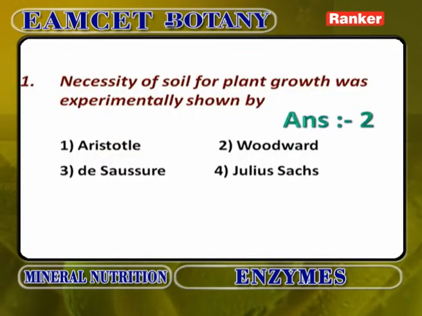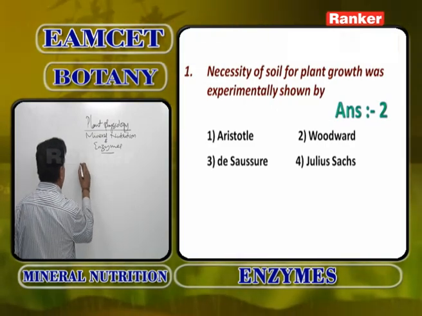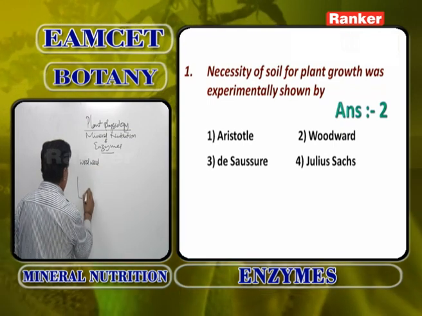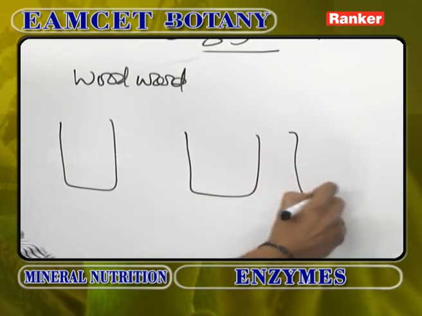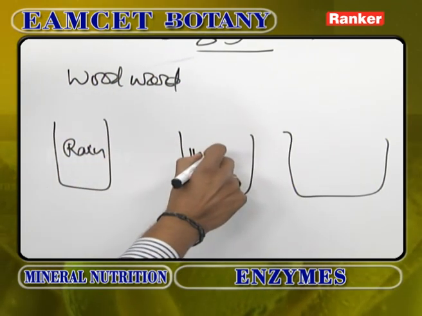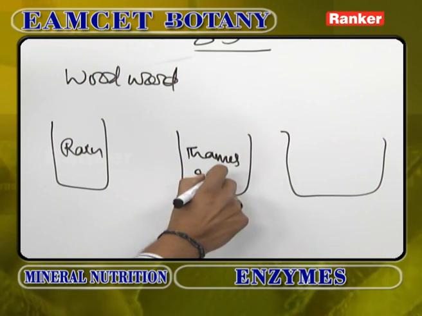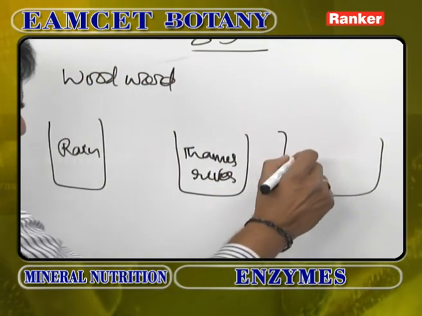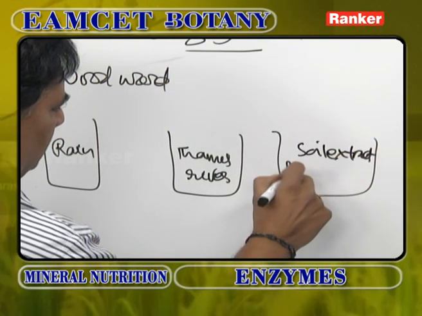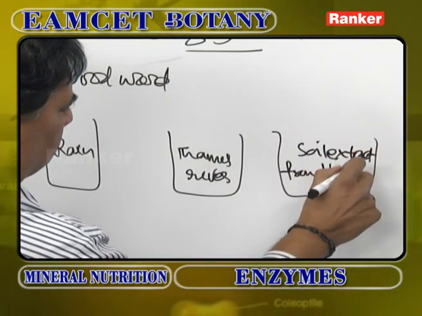Necessity of soil for plant growth was experimentally shown by. Necessity of soil or mineral ions was experimentally shown by a scientist called Woodward. He conducted an experiment by taking three vessels. In one vessel he took rainwater. In another vessel he took water from the Thames River. And in the third vessel he took soil extract, that means water squeezed from the soil from Hyde Park.